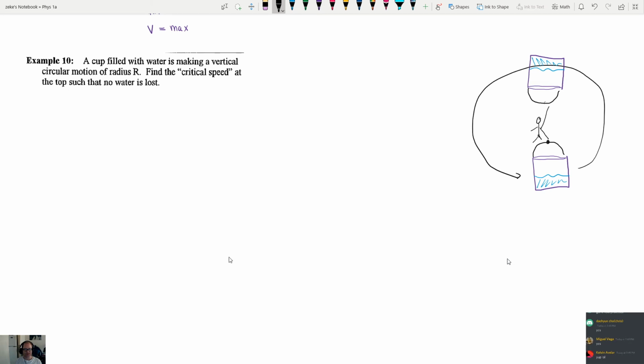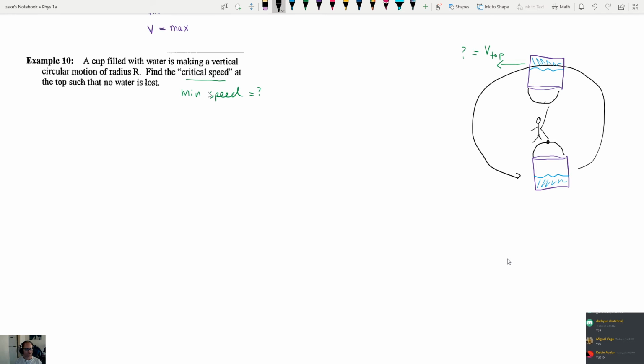So in order to analyze that, we need to say some things about what's going on here. Let's define the velocity at the top to be, I guess we'll just call it v top. And we want to figure out what that needs to be, or specifically the critical speed. This basically means the minimum speed that we can have at the top so that no water is lost. That's what we want to figure out. What is the minimum speed, or the critical speed?